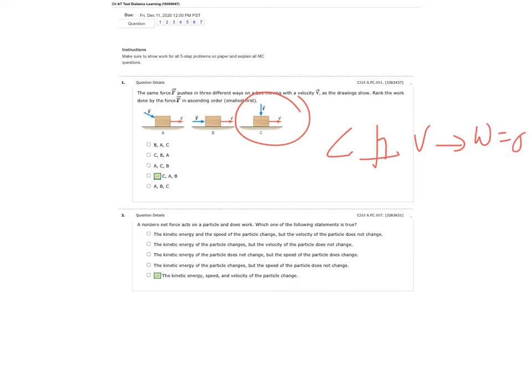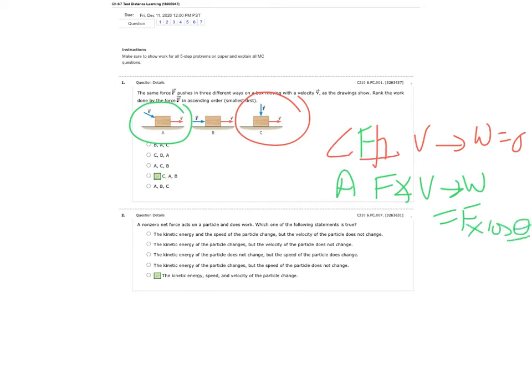And then the next one would be A, right? Because with A, and this was the force, with A, the force is at an angle to the way it's moving. And so the work would be equal to F x cosine theta. And since there's a theta and cosine is less than 1, that would be less work.